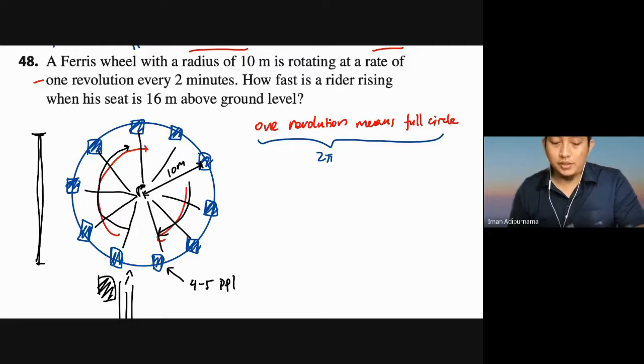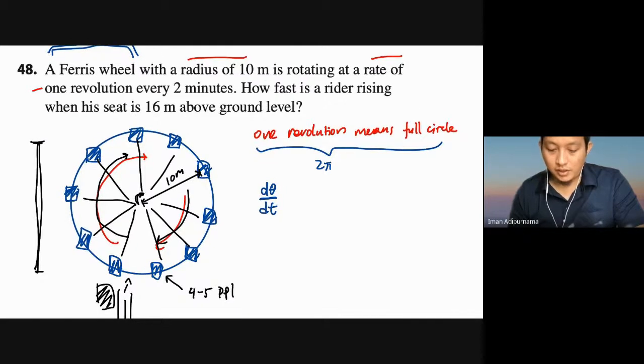Okay. So 2 pi, we can say our rate of change of our angle with respect to t, d theta over dt, is 2 pi radian divided by 2 minutes. Or we can say that this is pi radian per minute.